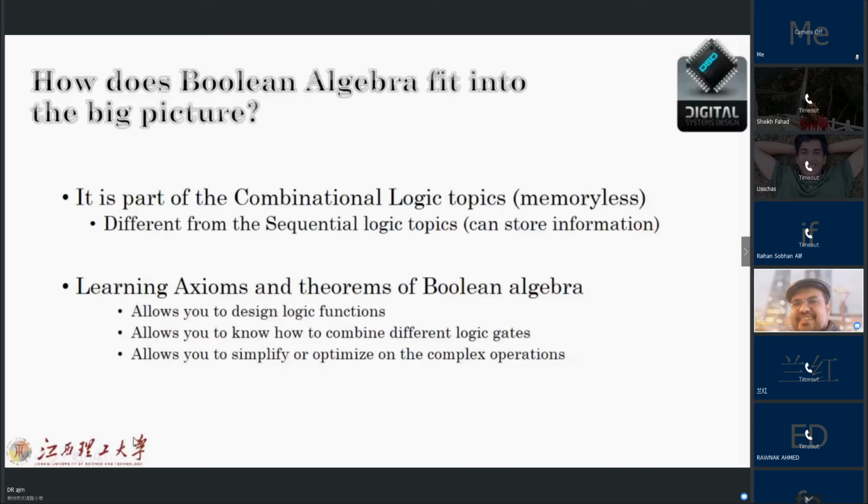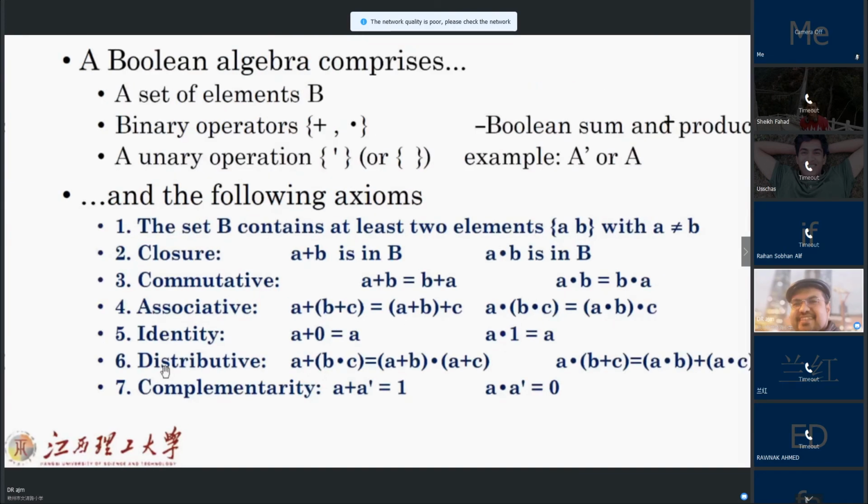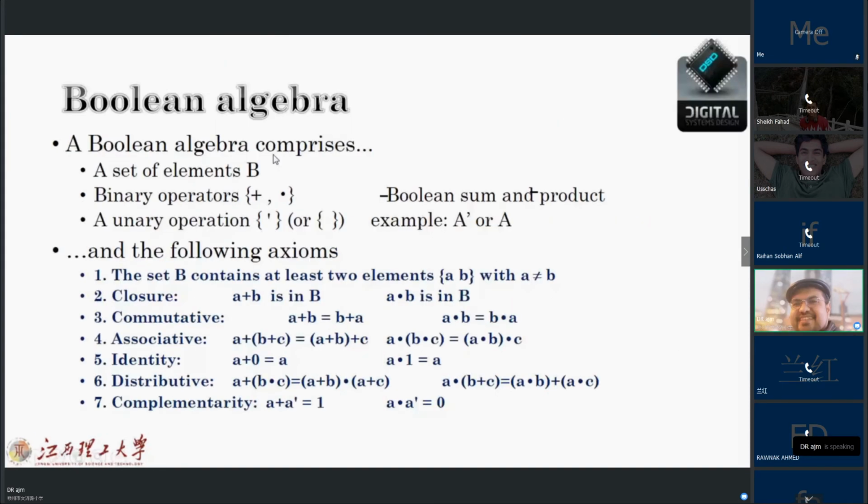Okay, then, a Boolean algebra comprises a set of elements and binary operators, something like plus and dot, Boolean sum and product, and an array, something like for example a naught and a.